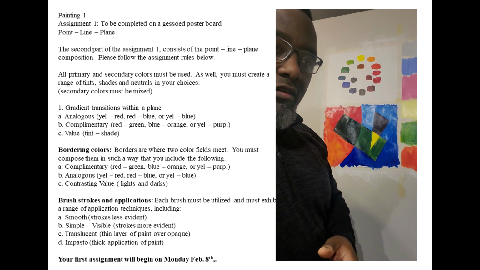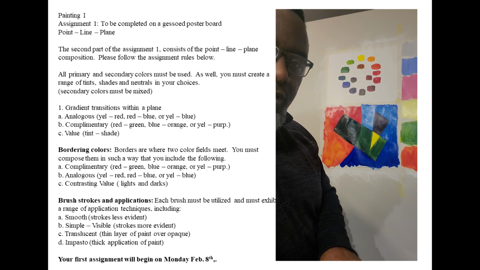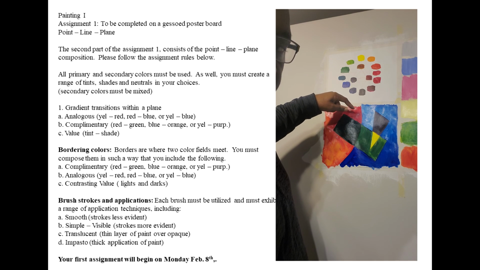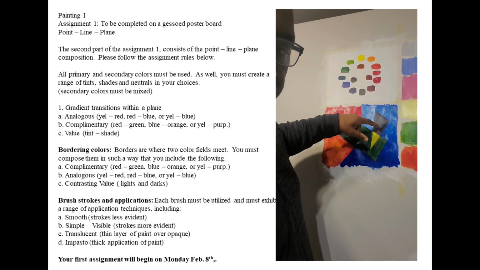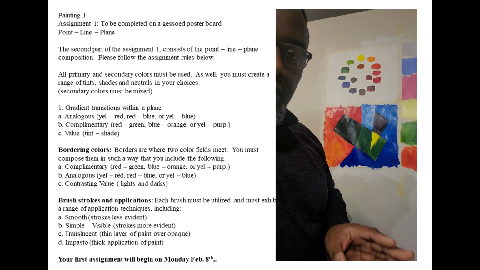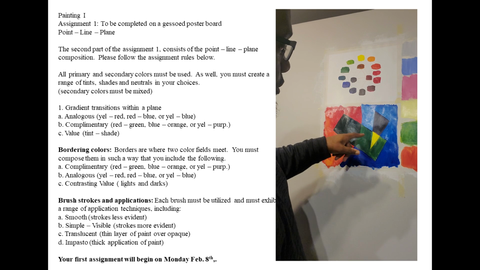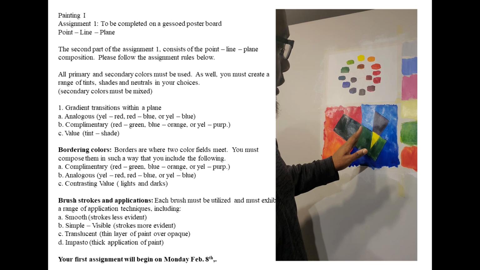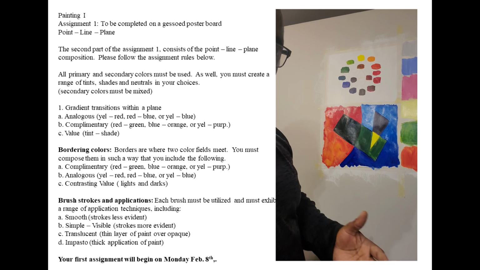For the borders, we have to have two colors touching each other that are complements. So I have the green here that is bordering next to a red. I also have a yellow that is bordering a purple. We also have to have colors that are bordering each other based upon value. So what I did in here with the rectangle is I shaded the green here next to a tint of that green. So a border of shade and tint. Those are values. So we have that.